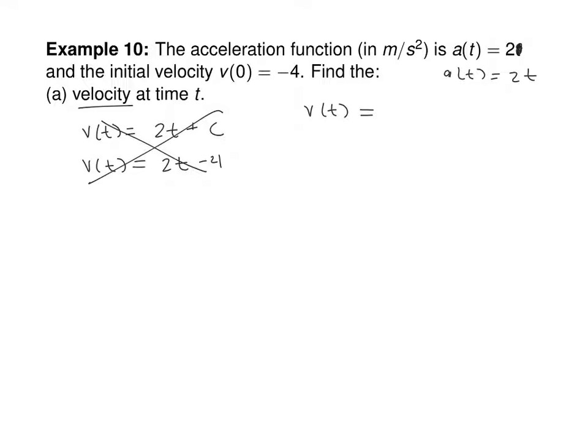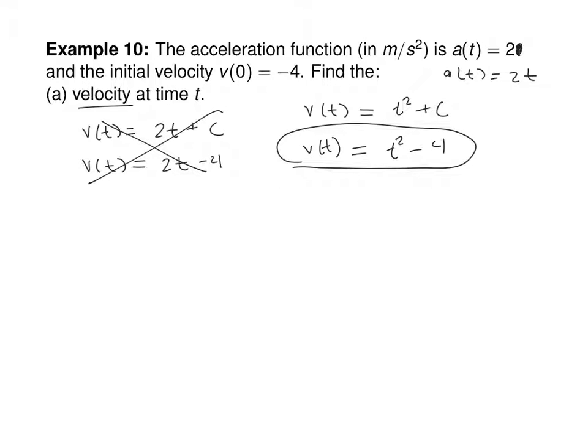So now what's the antiderivative of 2t? T squared plus c. And is our c still -4? Yeah, so v of t is t squared minus 4. Okay. So there we go. There's the velocity function.